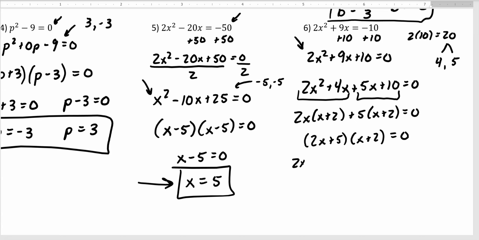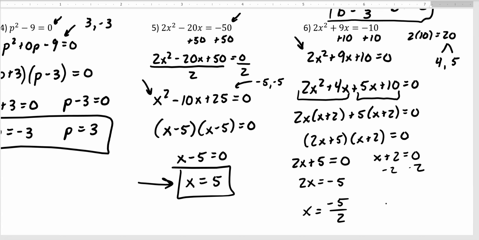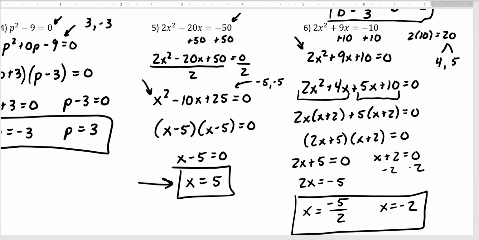Now that I have my factors, I set both of them equal to 0. That means 2x will equal negative 5, which means x will equal negative 5 halves. Or subtract 2 from both sides, x equals negative 2. And there we have it.